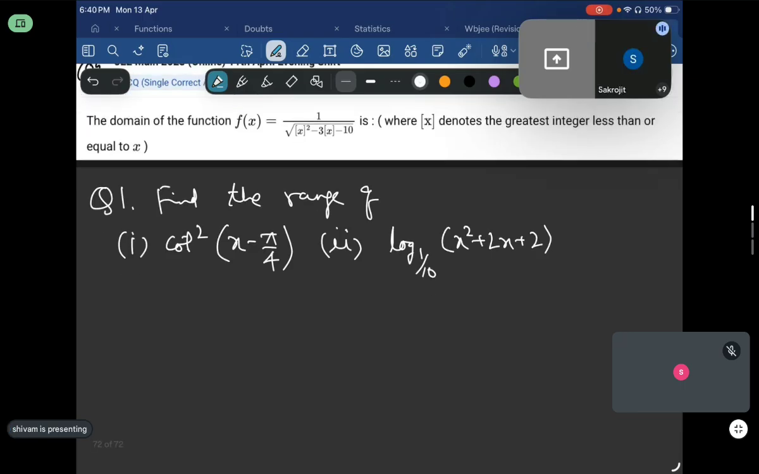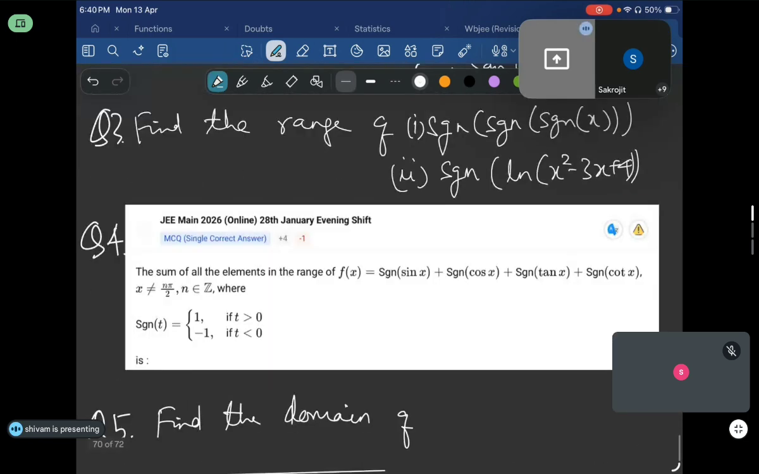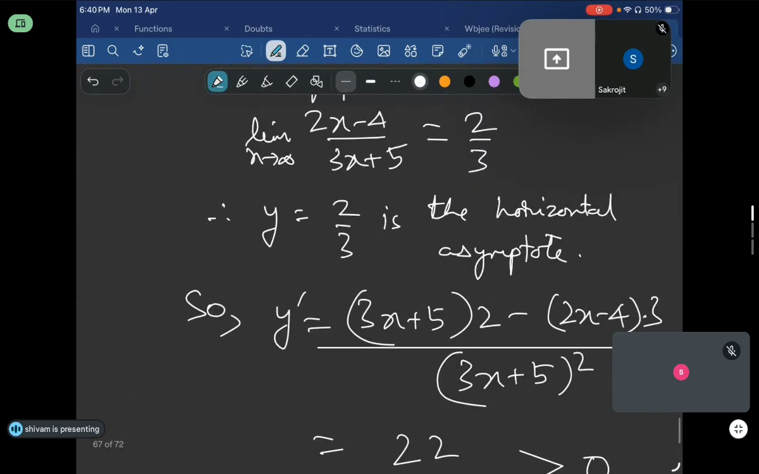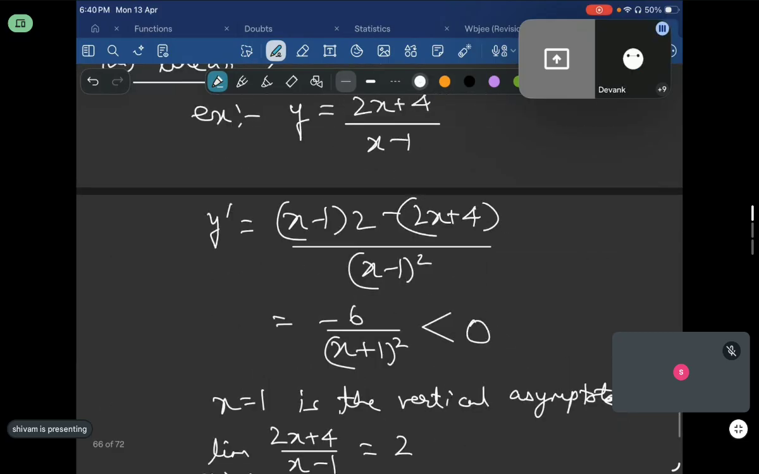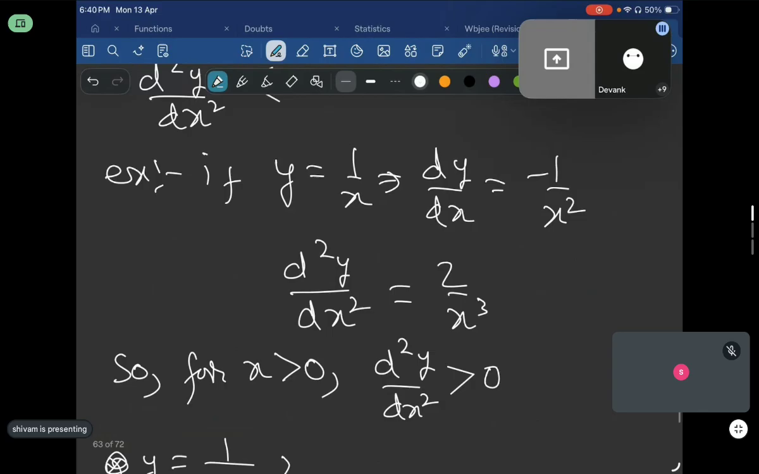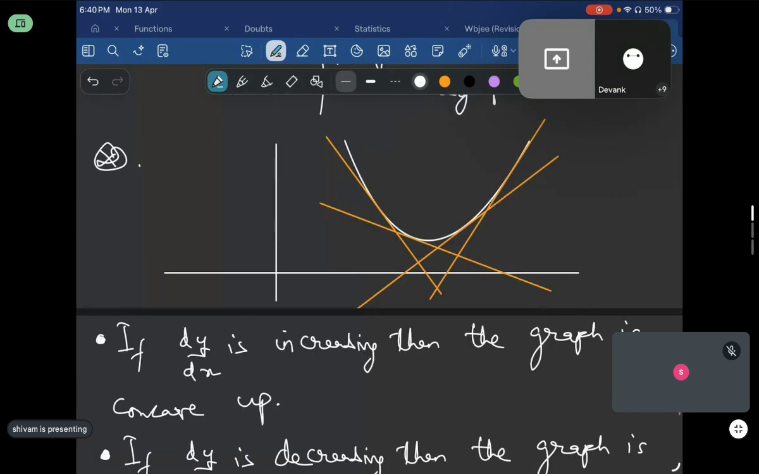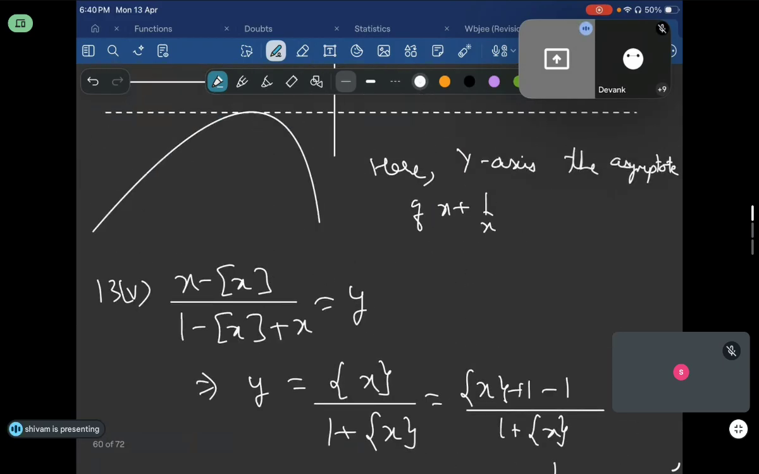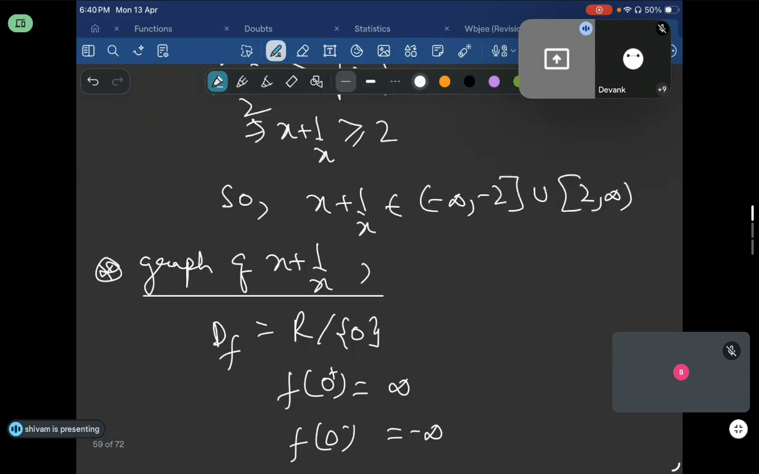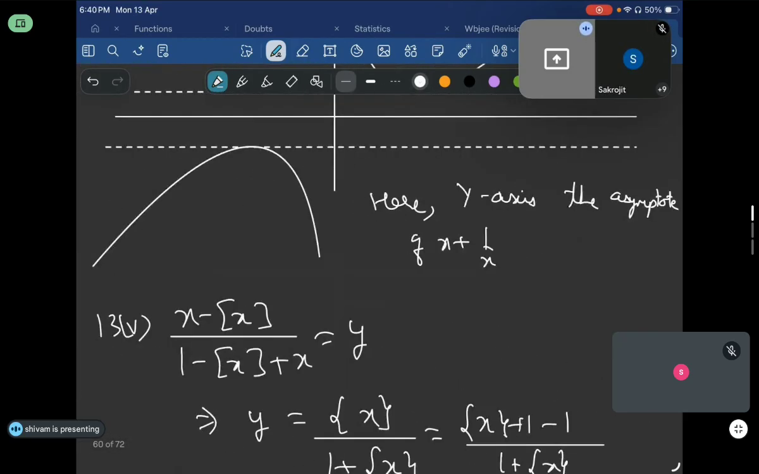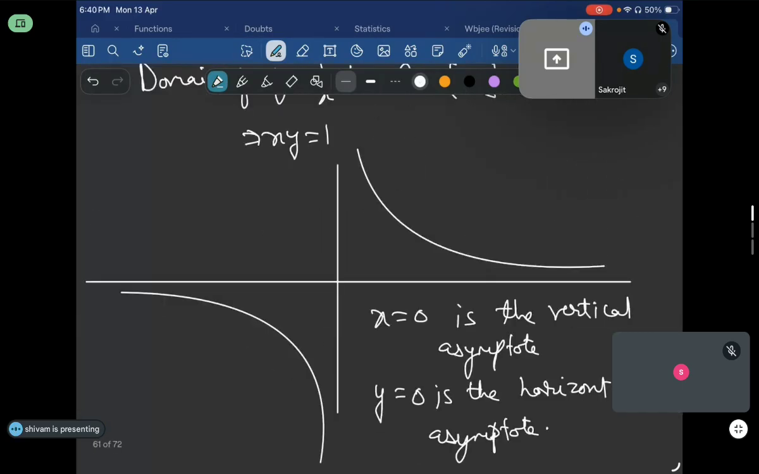Sir, I think we have done this. I may be wrong. You check the notes once. Let me see. I think we have done this. Sir, what was the first question? Cot square x minus pi by 4. Yes, sir, we have done these questions. Yes, we have done this, no? Yes, sir, see, we have done this question. Okay, I got it.